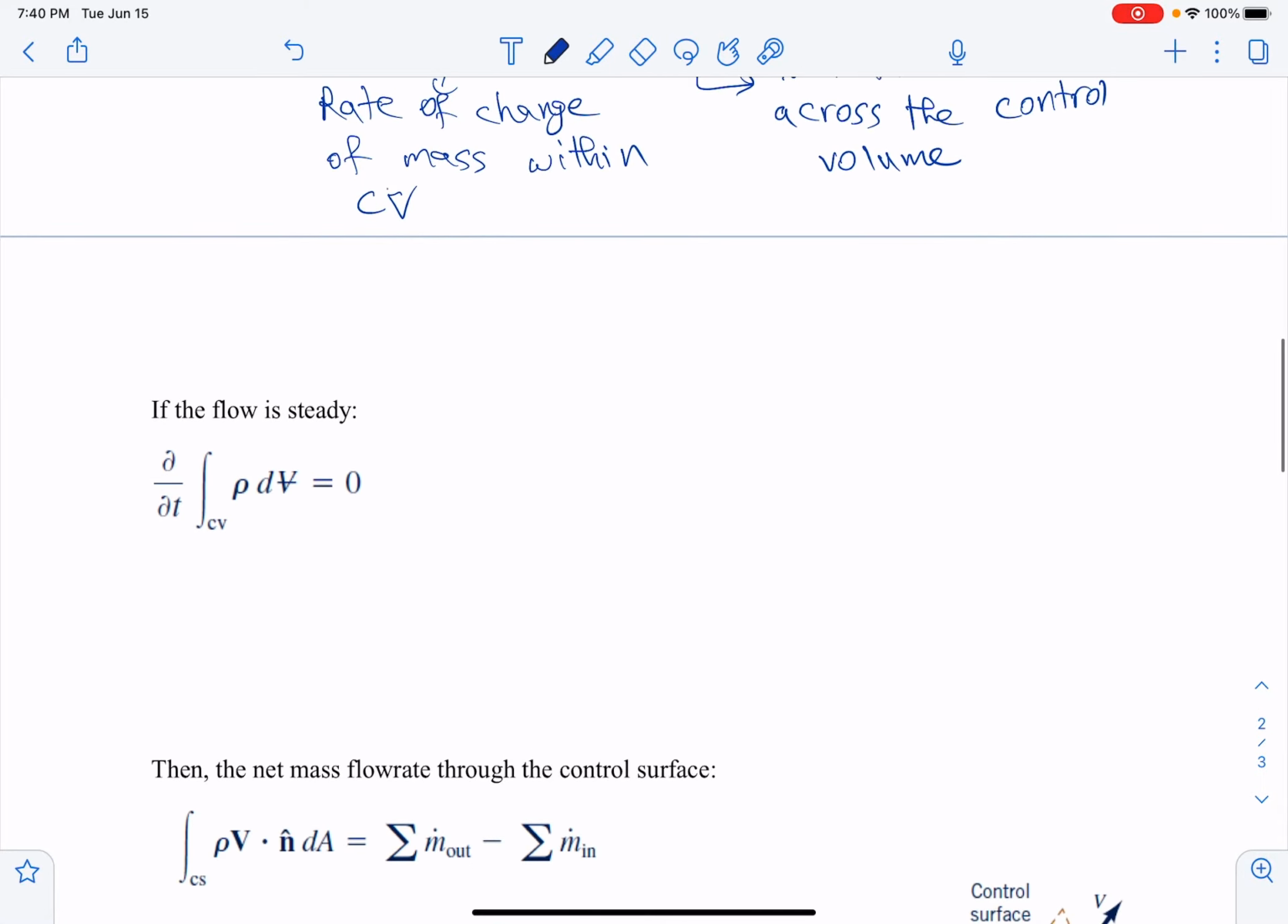We already talked about steady flow, but again, if we have a steady flow, we said that all field properties at any specified point, including density, remain constant with time, right? So the time rate of change of mass of the contents of the control volume is going to be 0 if the flow is in a steady state.